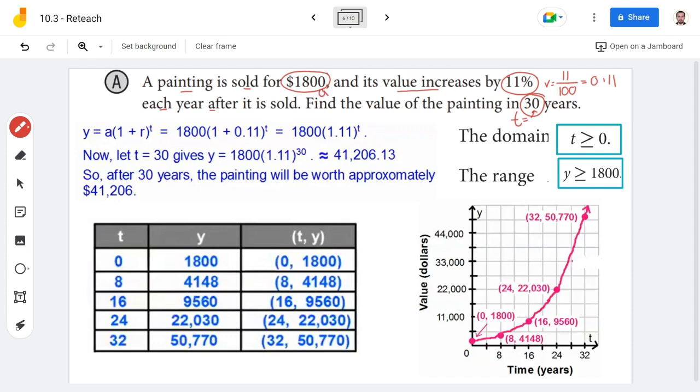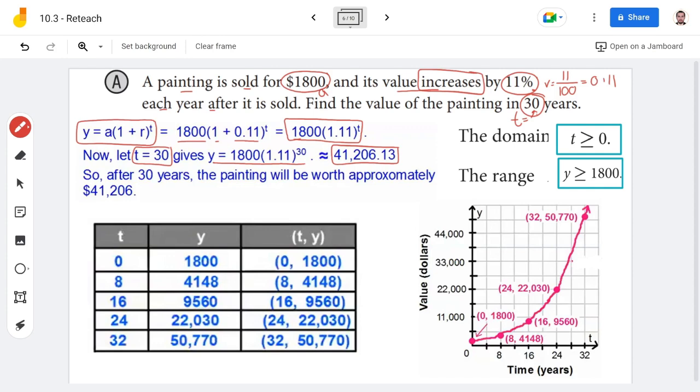Now I have a, which is 1,800, the rate 0.11, and the years. Let's use the growth function because here it's saying increase. Increase is a growth, not decay. So 1,800 times (1 plus 0.11), which is r. Then we replace t with 30 and find 41,206. For sure, in this lesson, you will find big numbers, because we are talking about profit and money: thousands, millions.